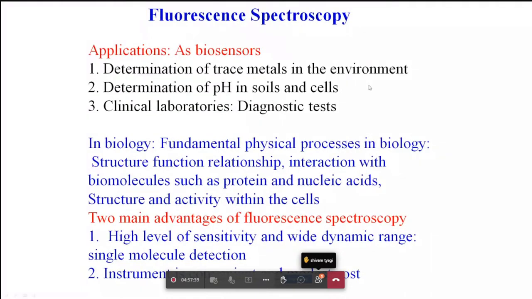Many diagnostic tests today, even a pregnancy test or some other hormonal test, are fluorescence based, and one can detect very small amounts. In biology, it is used for fundamental physical processes, structure-function relationships, interaction with biomolecules such as protein and nucleic acid, and structure and activity within cells. Two main advantages: a high level of sensitivity and a wide dynamic range. Single molecule detection instrumentation is convenient and of very modest cost.